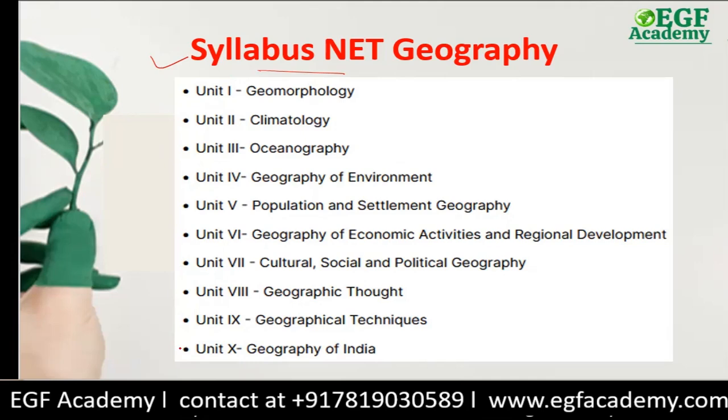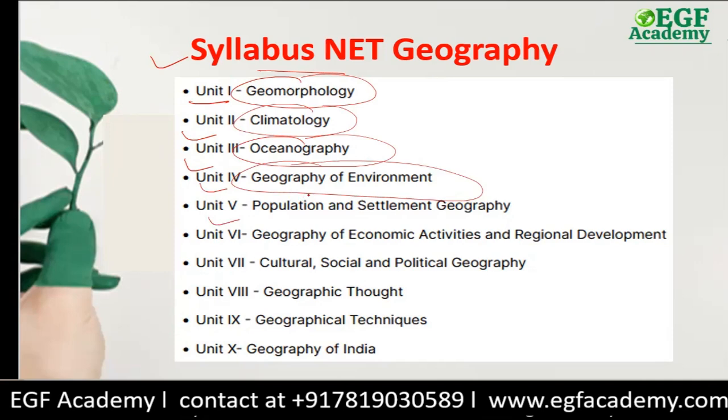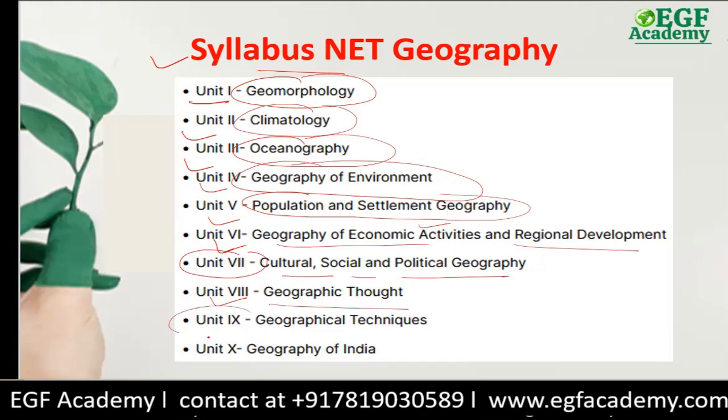There are 10 units in the NET geography syllabus. Unit 1 is Geomorphology, Unit 2 is Climatology, Unit 3 is Oceanography, Unit 4 is Geography of Environment. Unit 5 is Population and Settlement Geography. Unit 6 is Geography of Economic Activities and Regional Development. Unit 7 is Cultural, Social and Political Geography. Unit 8 is Geographical Thoughts. Unit 9 is Geographical Techniques. And Unit 10 is Geography of India. So let's know which are the best books for each unit.